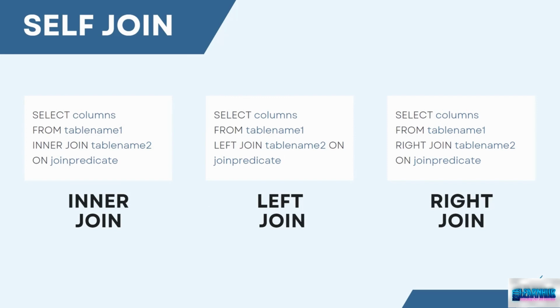SELECT columns FROM table_name1 INNER JOIN table_name2 ON join predicate; or SELECT columns FROM table_name1 LEFT JOIN table_name2 ON join predicate; or SELECT columns FROM table_name1 RIGHT JOIN table_name2 ON join predicate.